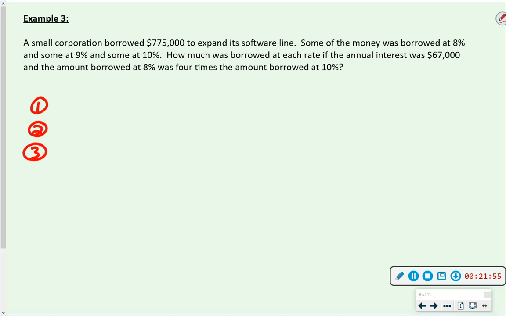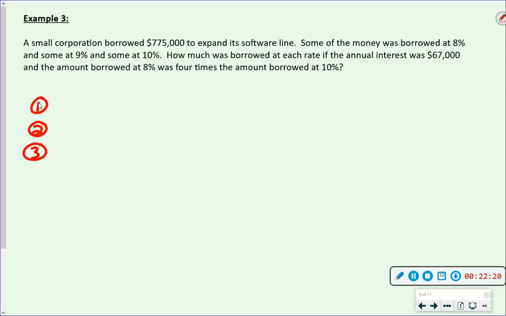So, a small corporation borrowed $775,000 to expand its software line. Some of the money is borrowed at 8%, 9%. We've seen 2. We're adding in the third now, 10%. How much is borrowed at each rate? Interest always goes with percentages, with $67,000. And we'll deal with that last sentence in a minute.